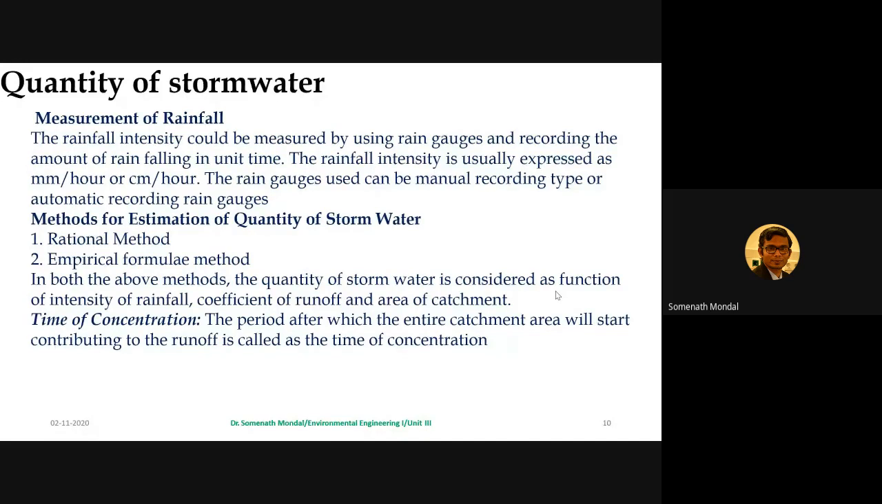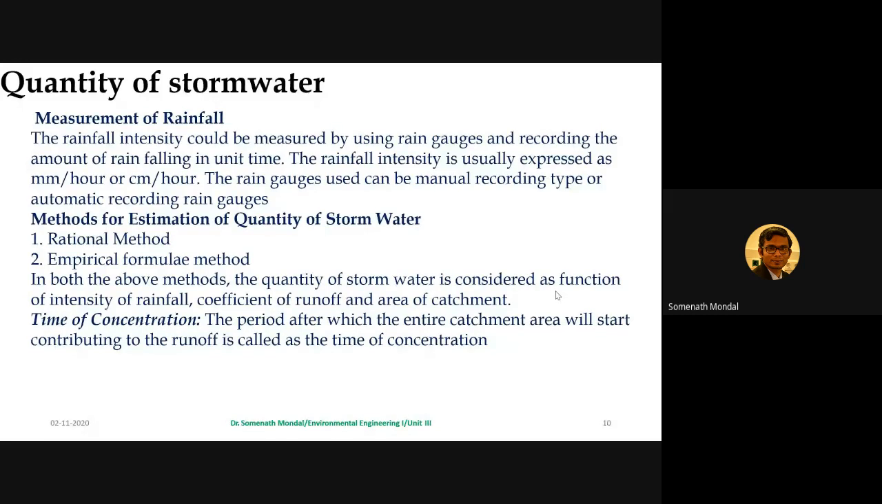So, as far as stormwater estimation is concerned, usually we go ahead with two different formulas. One is the rational method, another one is the empirical formula method. So these are the two methods which are adopted commonly, and in both methods, the quantity of stormwater is considered as a function of intensity of rainfall, coefficient of runoff, and area of catchment.